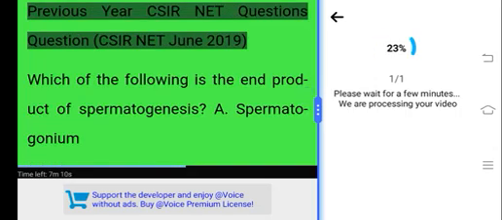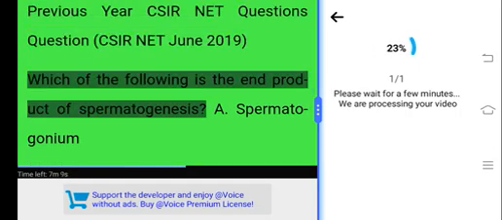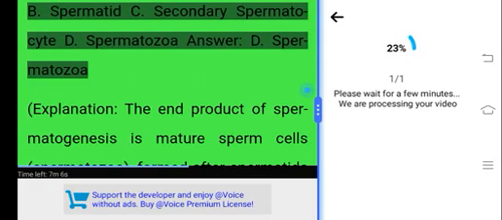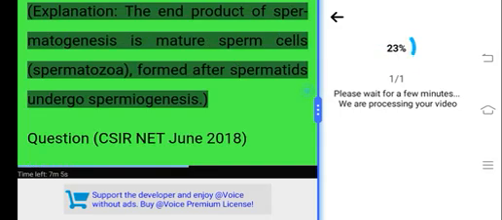Previous year CSIR NET questions. CSIR NET June 2019. Which of the following is the end product of spermatogenesis? A. Spermatogonium. B. Spermatid. C. Secondary spermatocyte. D. Spermatozoa. Answer: D. Spermatozoa. Explanation: The end product of spermatogenesis is mature sperm cells, spermatozoa, formed after spermatids undergo spermiogenesis.